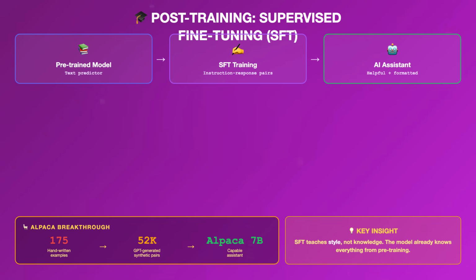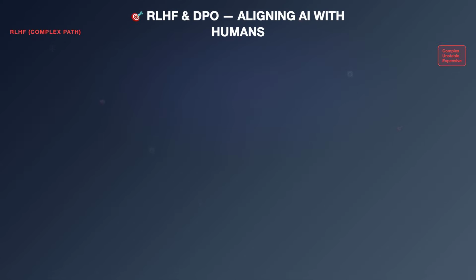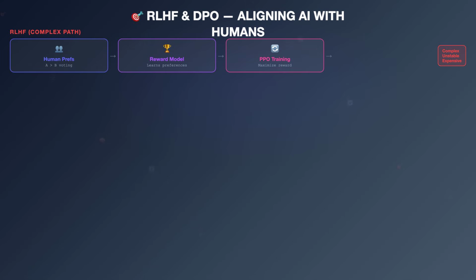The model already knows everything from pre training. SFT just teaches it how to present that knowledge in a helpful way. SFT gets you 80% there. RLHF gets you the last 20, and it's the hardest part.